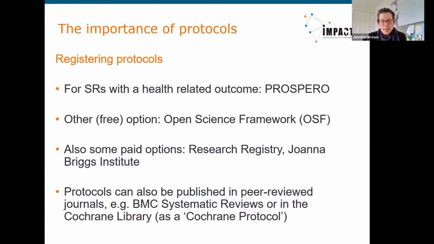In addition to registration, you can also publish in peer-reviewed journals, for example, BMC Systematic Reviews, which I think I've already mentioned, or in the Cochrane Library, where there would be a so-called Cochrane protocol. So for each Cochrane review, there's usually also a Cochrane protocol that comes first. And our overall aim for these webinars is to give you the skills and knowledge to produce a systematic review protocol to a publishable standard. So if you wanted, you could submit it for publication in Systematic Reviews, or if you're working on a Cochrane protocol, you might end up with a publication in the Cochrane Library.